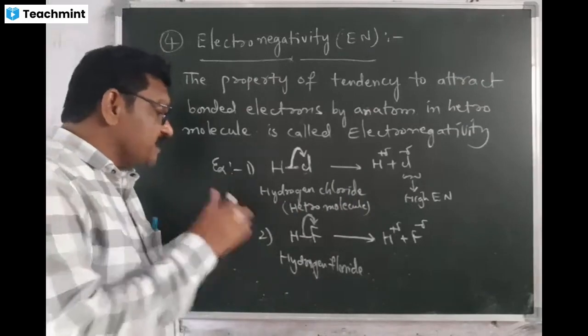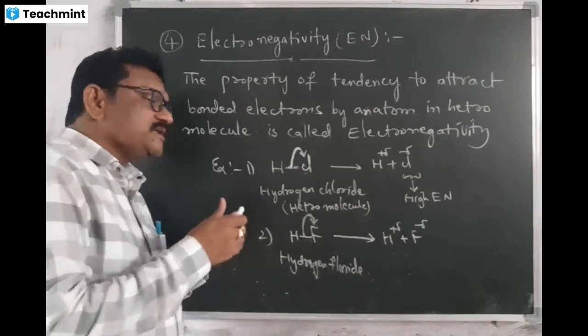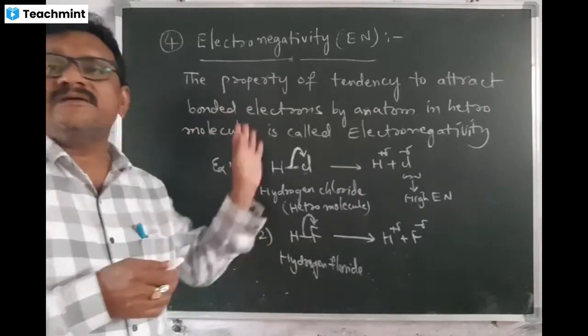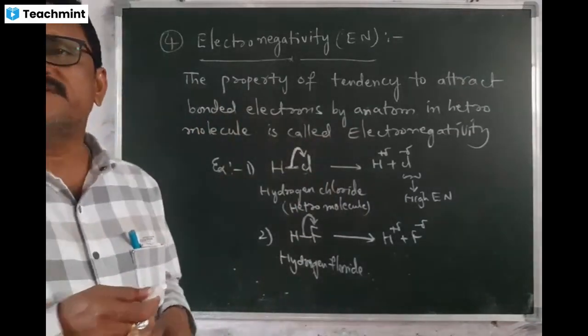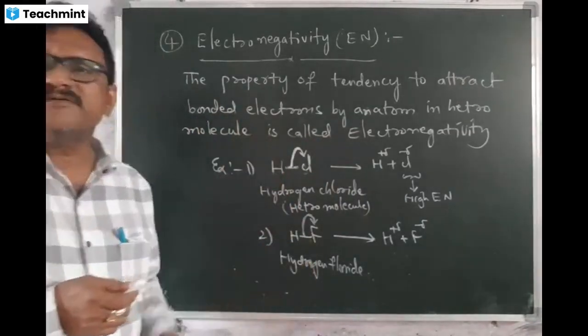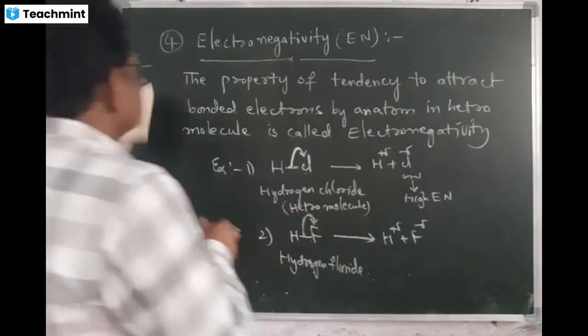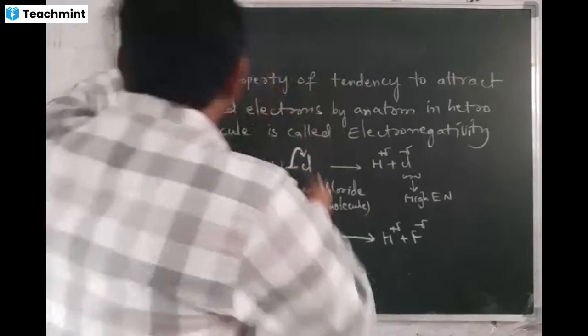So after completing this, we will be able to study what happens to electronegativity down the group and from left to right in a period. That we will see. Just write down what you have. Once completed, write down.